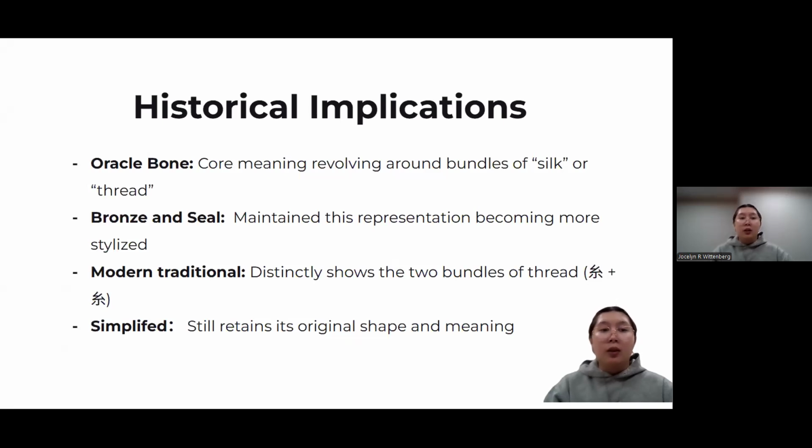Historical implications. This character has been around for centuries, and with its first beginning in oracle bone script, its core meaning revolved around bundles of silk, as it is today too. In the Bronze and Seal scripts, it maintained this representation, becoming more stylized. With its modern traditional form, it distinctly shows the two bundles of silk in its written form. And in simplified form, it still retains the original shape and meaning. So it has always really meant silk, but over time just became more simplified.